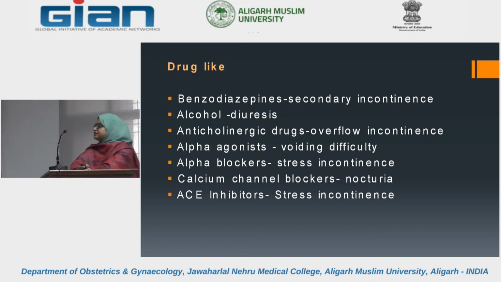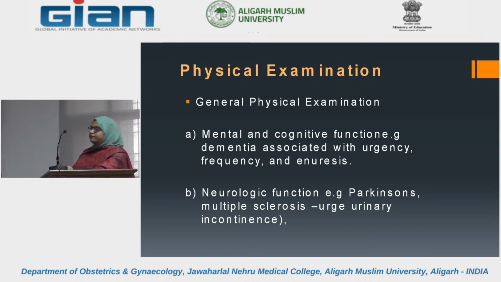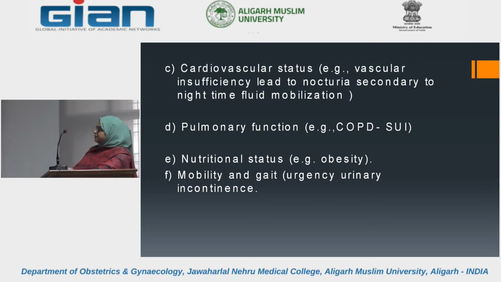Then coming to the physical examination. We should always do a general physical examination. The mental and cognitive functions of the lady should be assessed because they may lead to urgency, frequency, and enuresis. Then the neurological functions should be assessed, and history regarding Parkinson's and multiple sclerosis should be taken, which lead to urge incontinence. Then the cardiovascular system should be taken into account because, as madam said yesterday, it leads to nocturnal micturition, nocturia, because of the fluid going to the bladder at night.